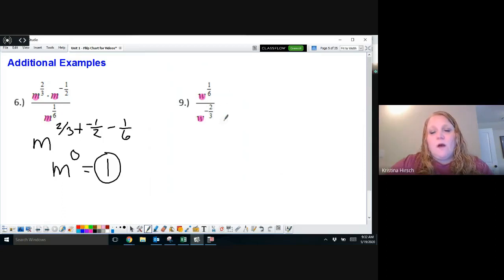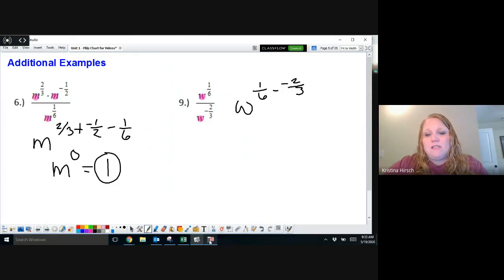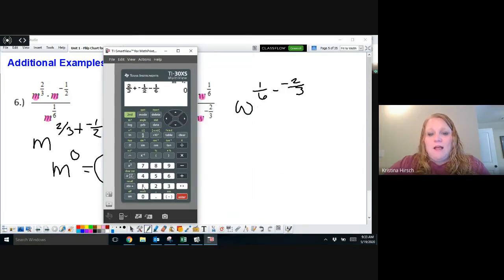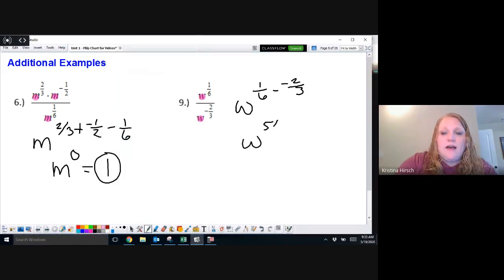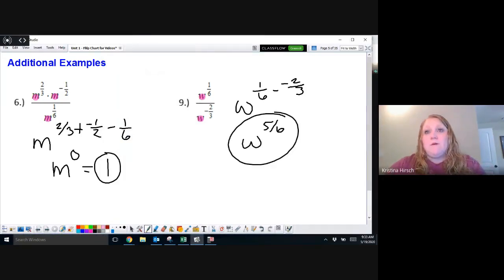All right, so for this next one, again, I could sit there and flip this up and all that kind of stuff. But because I'm dividing, I'm just going to go ahead and subtract. So I have 1/6 minus a negative 2/3, which subtracting a negative is really the same thing as addition, right? But I'm just going to type it like I have it. So 1/6 minus a negative 2/3, and I get 5/6. So w to the 5/6. Now in the end, my exponent's positive, so I don't have to worry about turning that frown upside down.